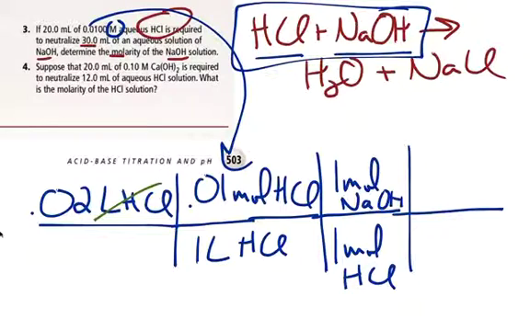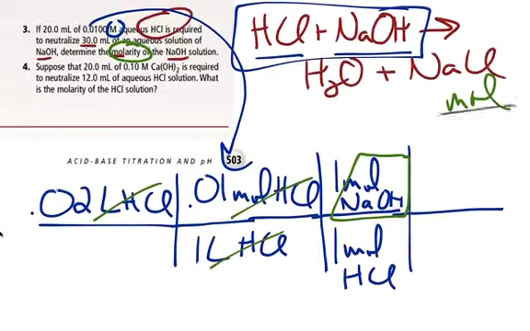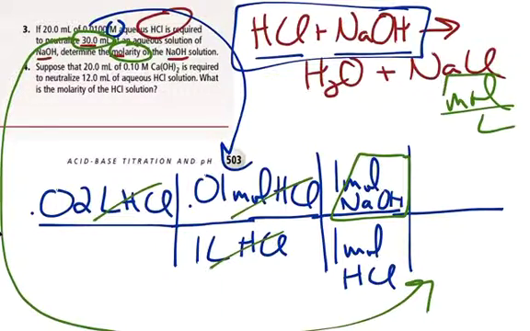So right now, let's take a little break. We have liters of HCl canceled. We have moles of HCl canceled. We have moles of NaOH. And what do we want? Molarity. Again, molarity is moles per liter. We already have moles of NaOH. We want moles per liter of NaOH. So I'm going to put the volume of NaOH we used on the bottom because we want moles over liters.